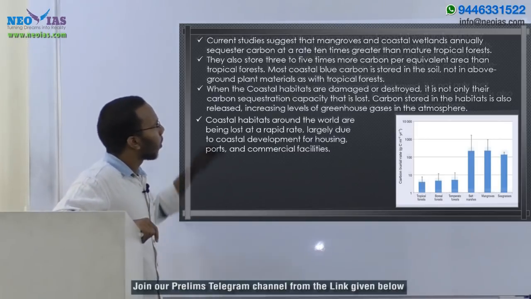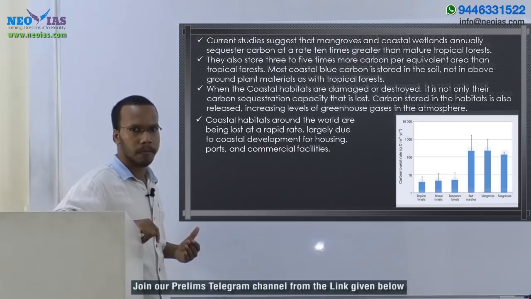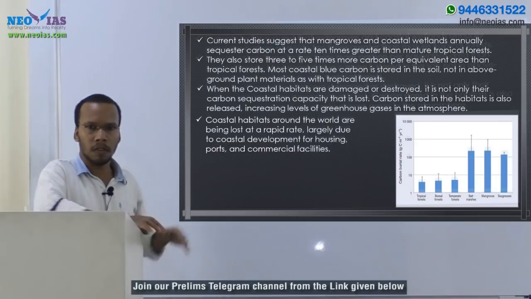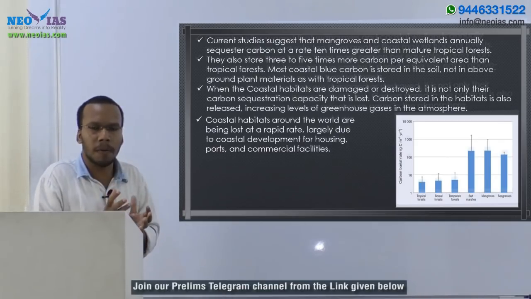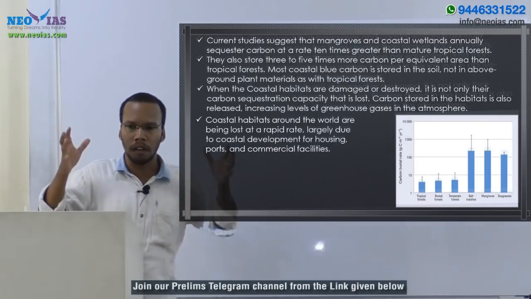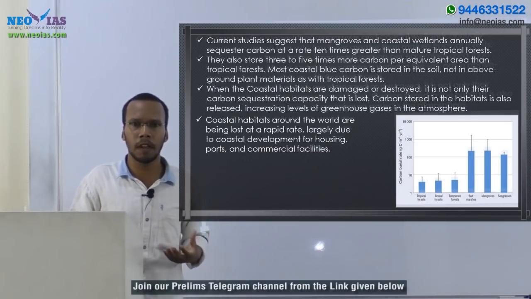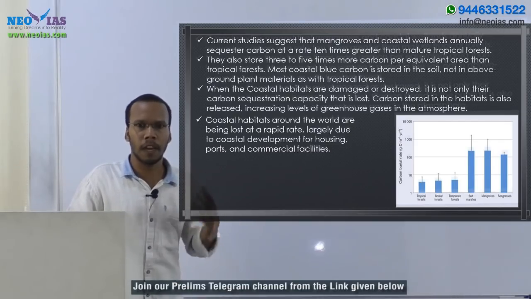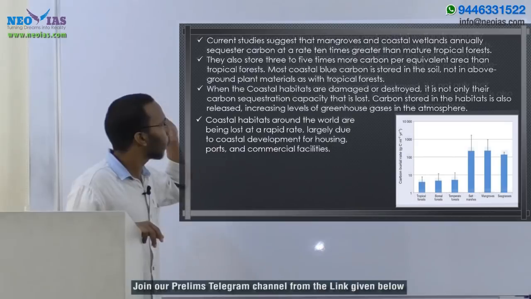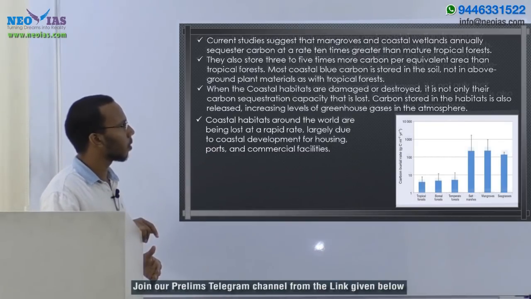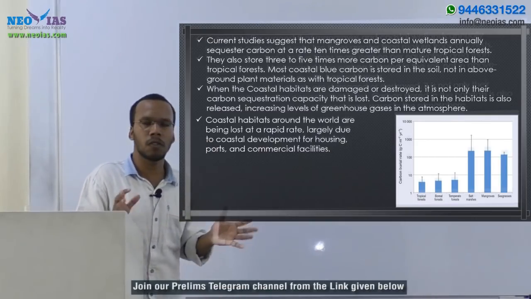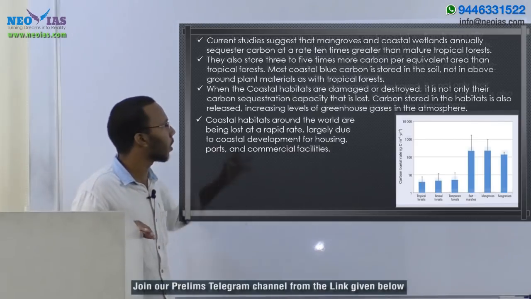And most coastal blue carbon is stored in the soil and not in the above-ground plant material, as with tropical forest. In tropical forest, carbon is stored in the above-ground plant material, that means in the plant itself, within the body of the tree itself. But in the case of coastal habitats, the coastal blue carbon is stored in the soil. So that is also a main point regarding this.